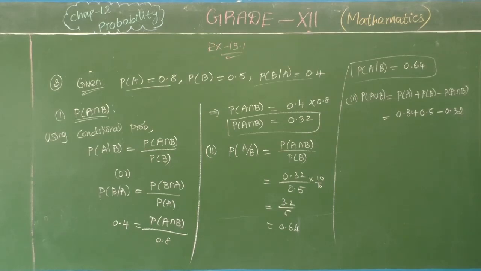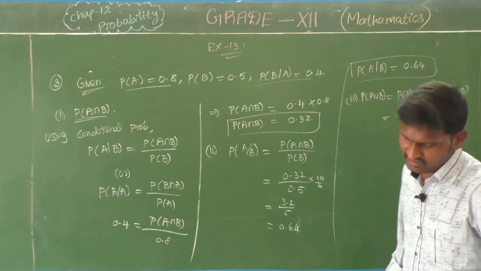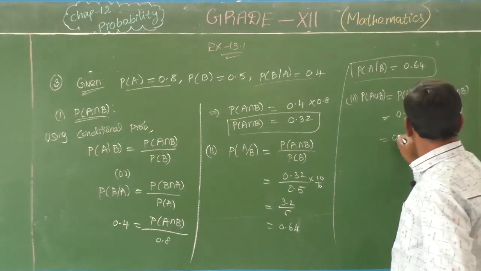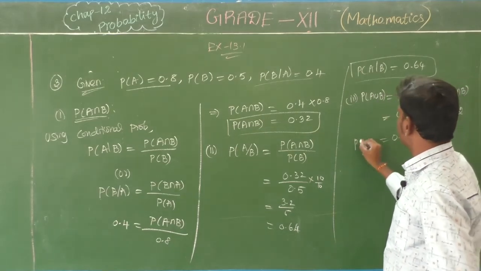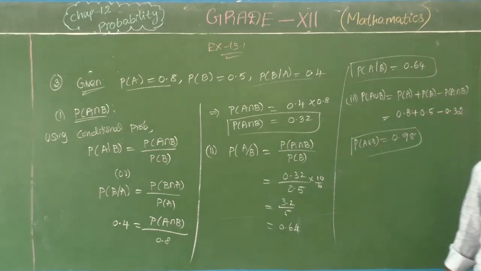That is 1.3. Now 1.3 minus 0.32 is 0.98. What is your final answer? 0.98. Okay. So this is the answer for P of A union B.